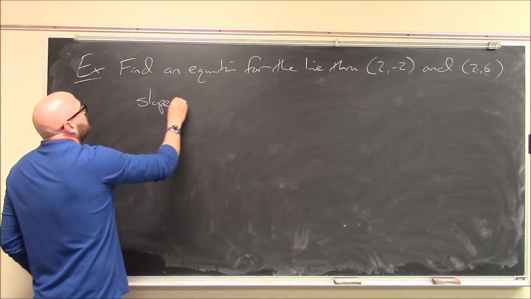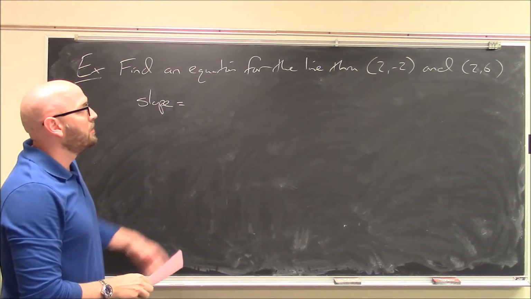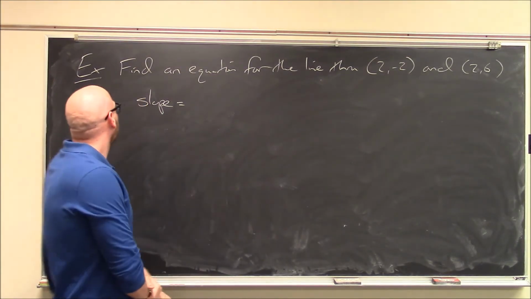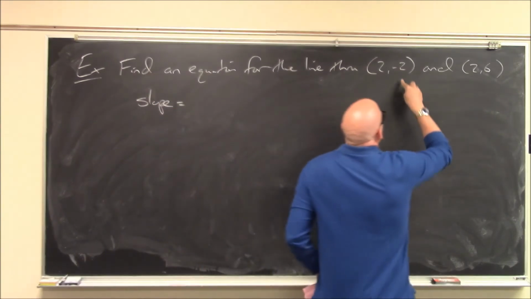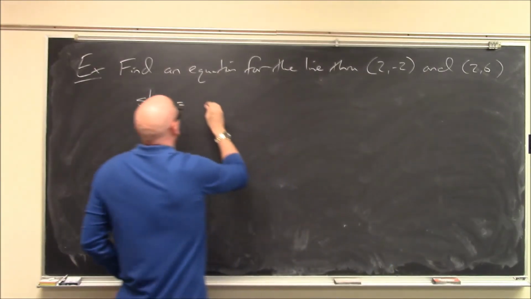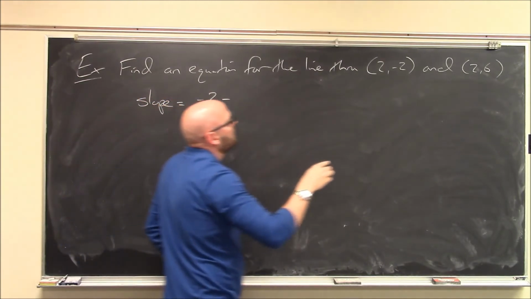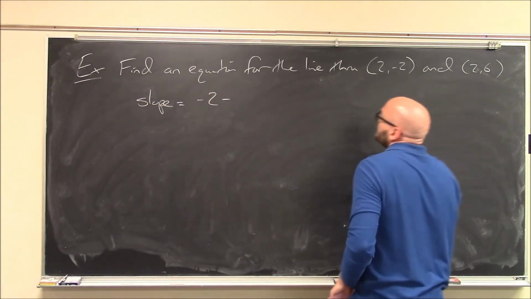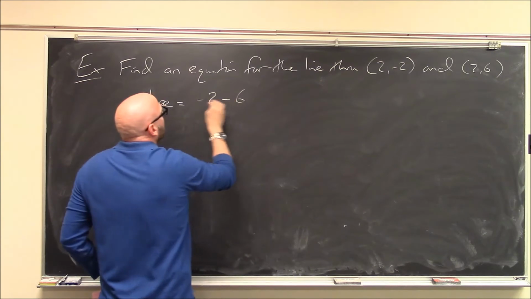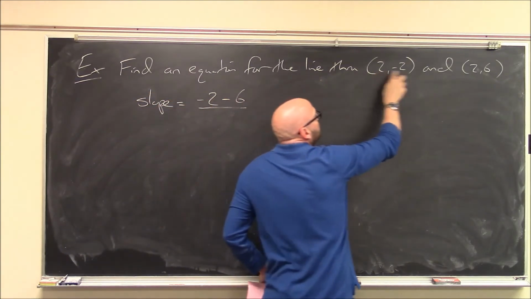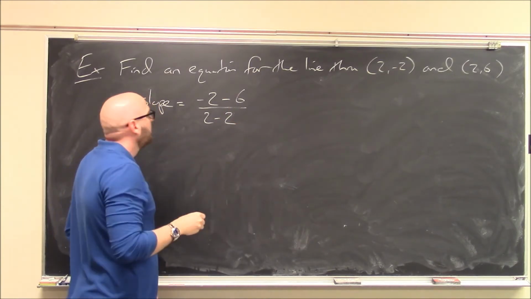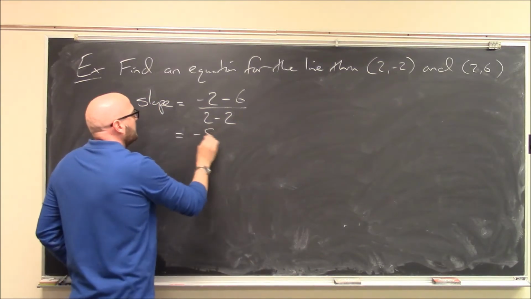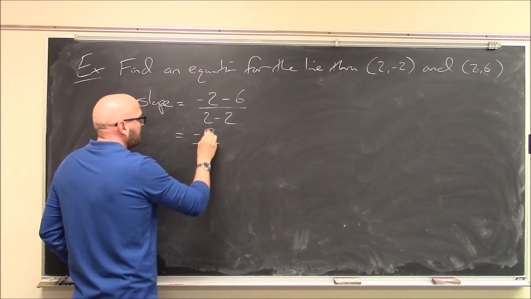Let's try to find the slope. I already know a point on the line, any of those points will do. So we'll try to find the slope, and the slope is the change in y values. How about I start off with this one? So we'll go minus 2 minus the y value from this one, 6, over the change in x values. So 2 minus 2. Well, what's that? That's minus 8 over 0.